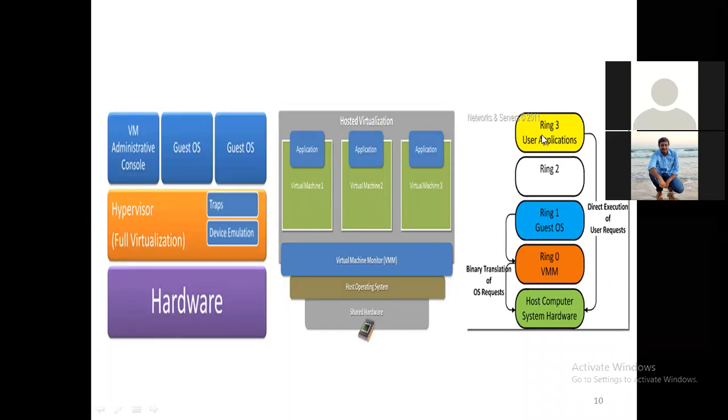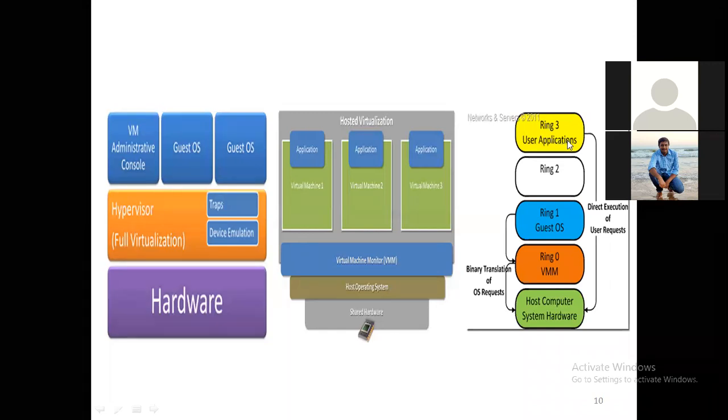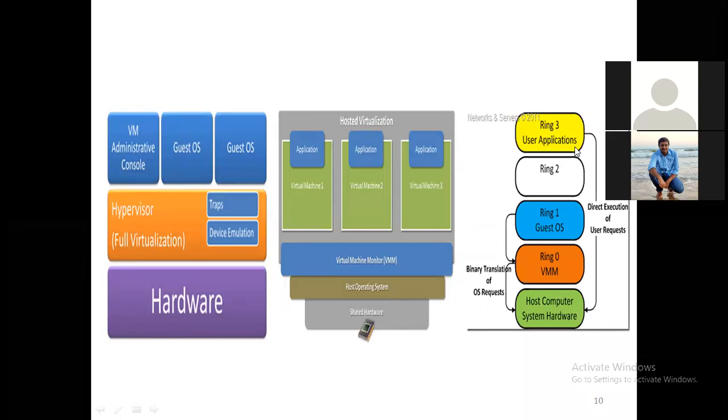Suppose a user application wants to execute an instruction, that will be directly executed on the hardware. We call that direct execution from the user request. Any request from ring 3, which we call a user application request, will be directly executed on the bare hardware. This is the representation.